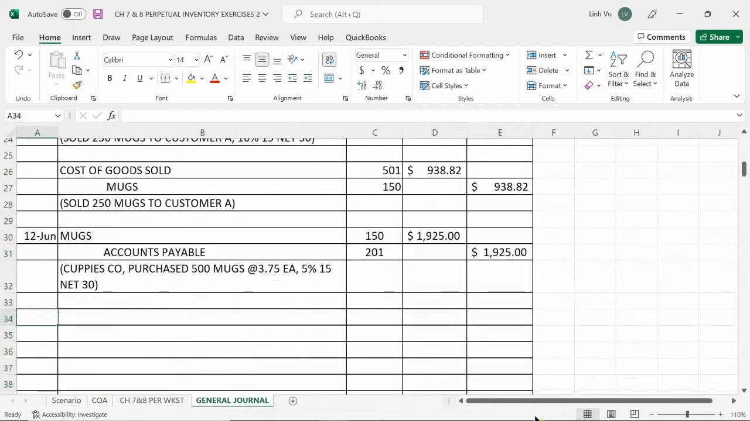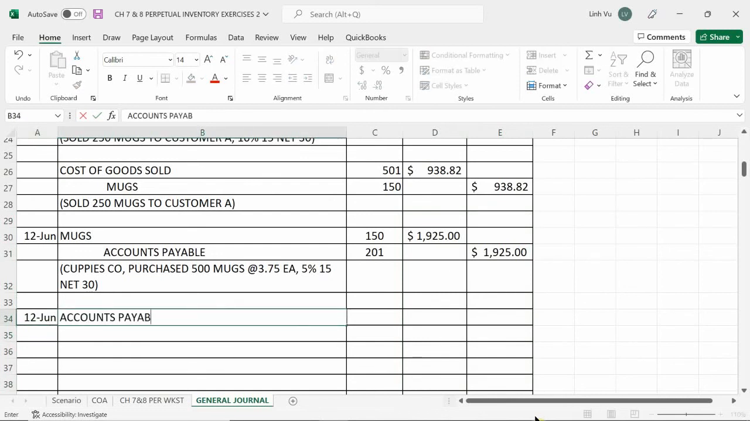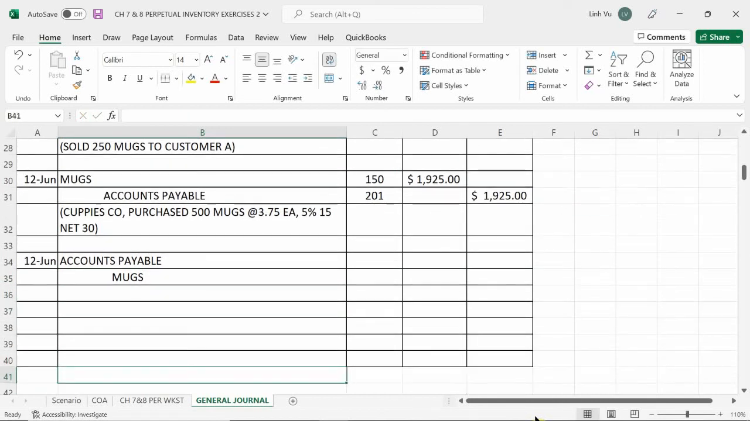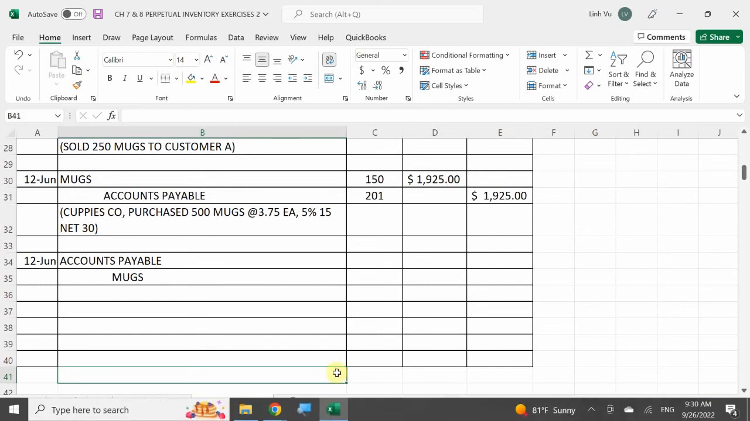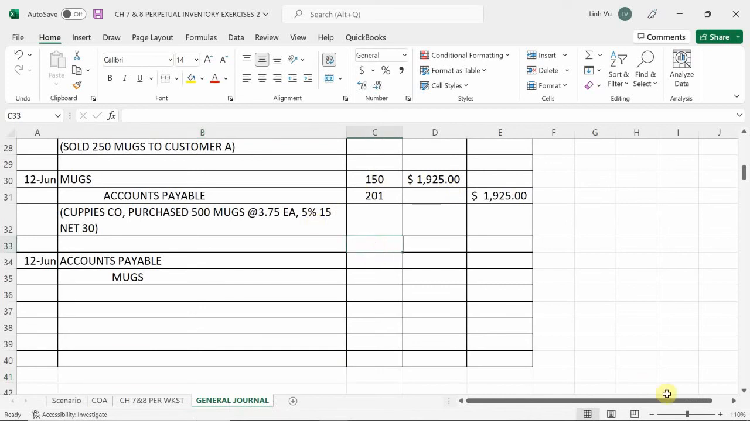So in this case, it is the 12th. We're going to reduce the amount that I owe. And then we're going to take it out from our mugs account, because the 100 mugs that I purchased, I put into my inventory at full price. This time, I'm getting a discount off of those items, so therefore I have to take the discount out from my inventory.